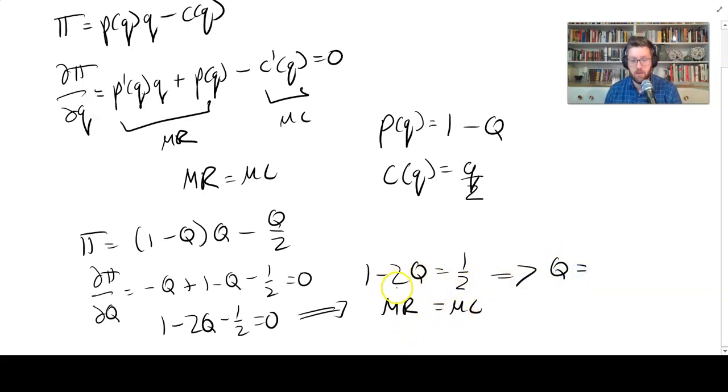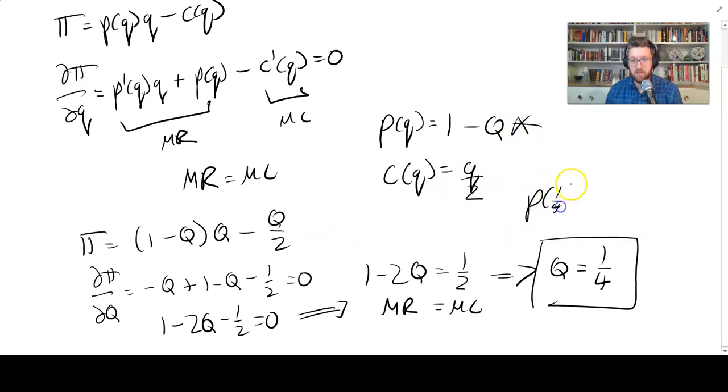All right, so if I add 2Q to both sides and then subtract 1/2 from each side, I'm going to get Q equals 1/4. Okay, so 2 times 1/4 is 1/2, and 1 minus 1/2 is equal to 1/2. So that tells me the quantity. What's the price? To find that, I have to go back to the demand equation up here. If I want to sell 1/4 units, I need to set a price equal to 3/4.